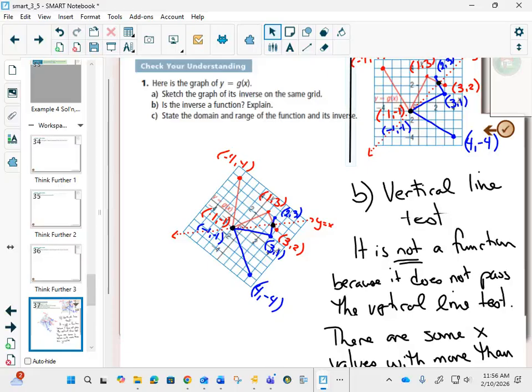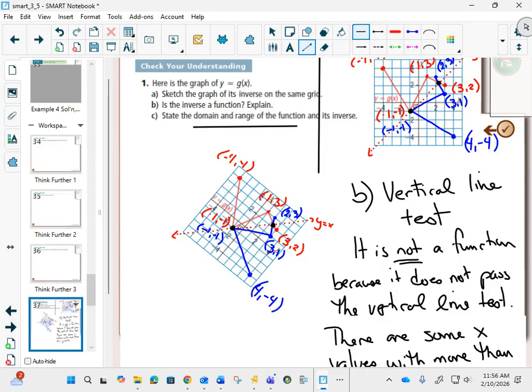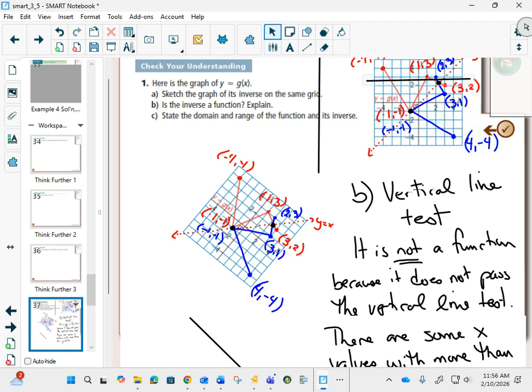And so actually there's something new you can learn called the horizontal line test. You draw a horizontal line. And if the original red function doesn't pass the horizontal line test, it means your inverse won't pass the vertical line test, because horizontal lines are y equals, vertical lines are x equals. And if you just switch x and y, horizontal lines become vertical lines, and vertical lines become horizontal lines.